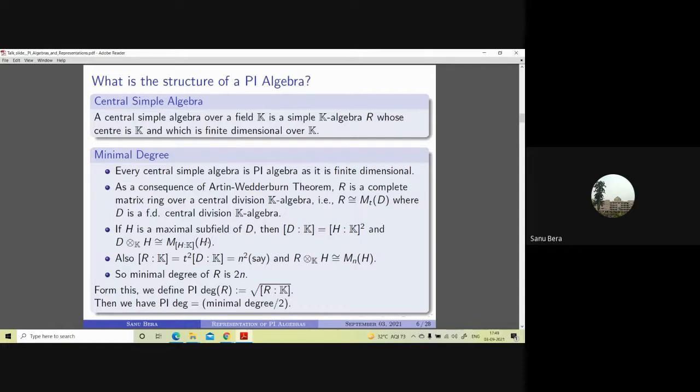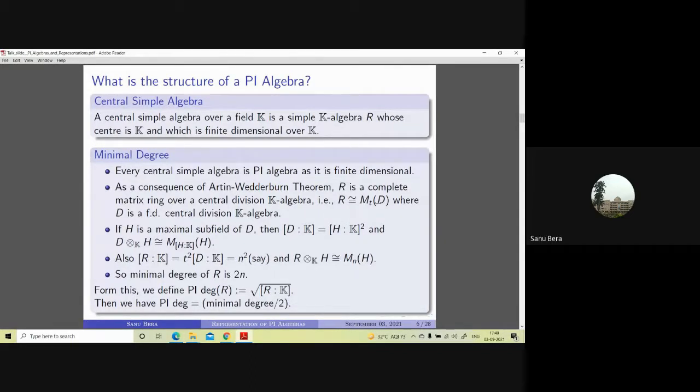And this maximal subfield of D will also give the structure. If R is isomorphic to M_t(D), then we can write it as M_t(K) tensor D, and we have the expression D tensor H. So we can show that R tensor over K with H is isomorphic to M_n(H), a matrix ring over H. Here H is a field, that is, a maximal subfield of D.